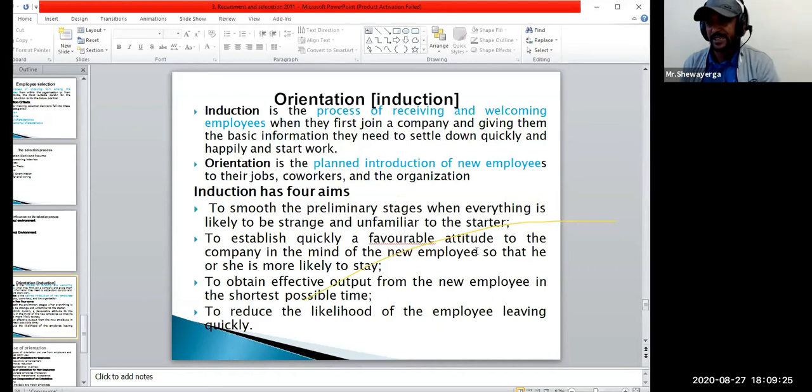That is near to training. So induction has aims. One of the aims of induction is to smooth the preliminary stage, when everything is likely to be strange and unfamiliar to the starter. Because the first impression matters. If the first person you meet is angry and frowning, the next day, whether he or she is happy or not, then once already you, then what?